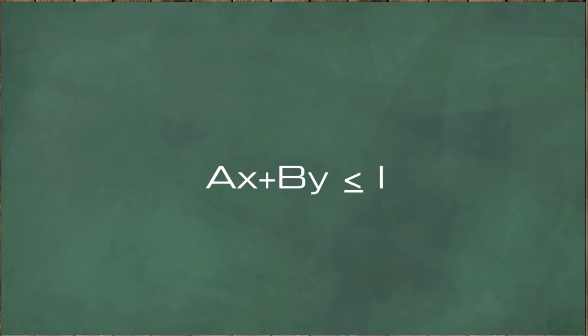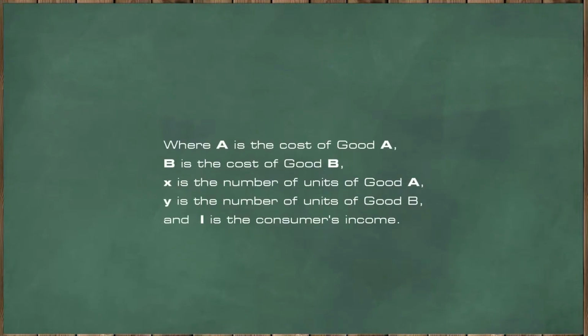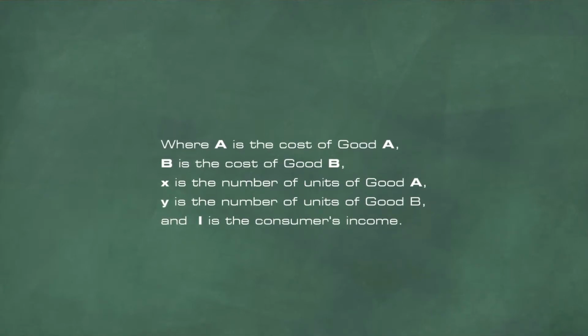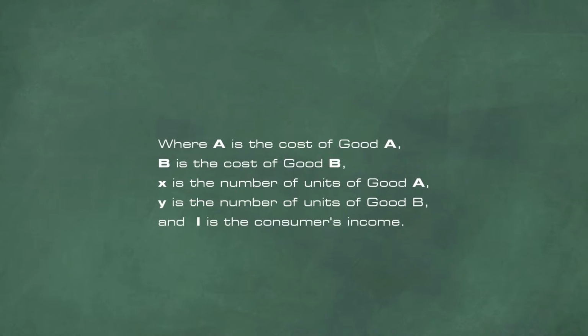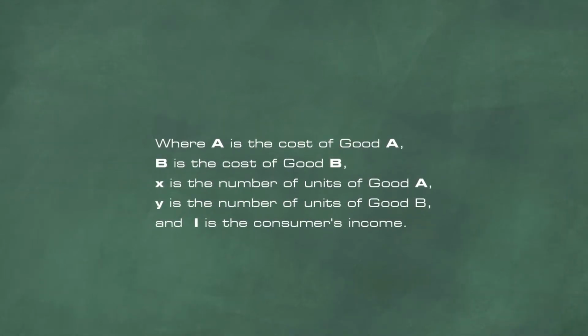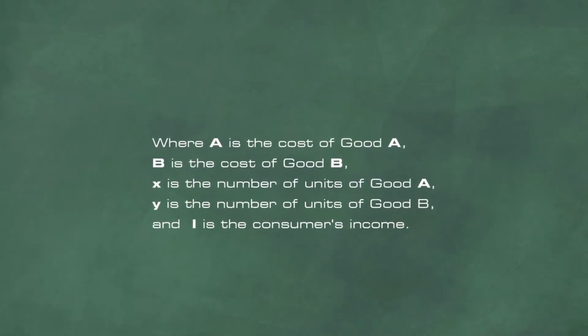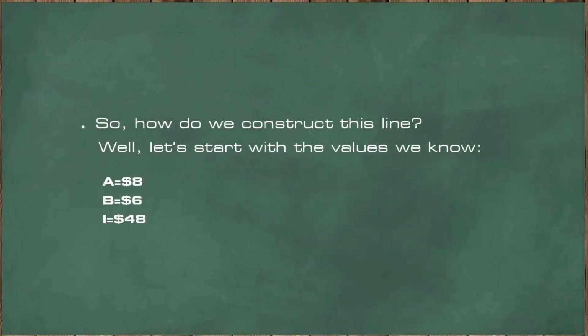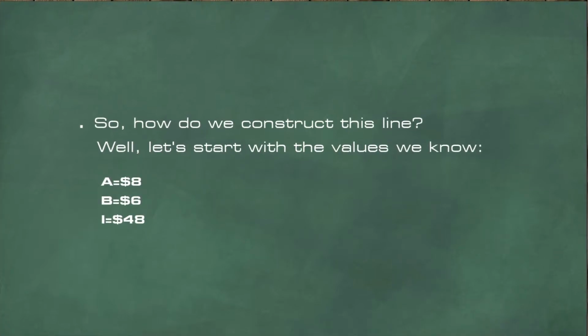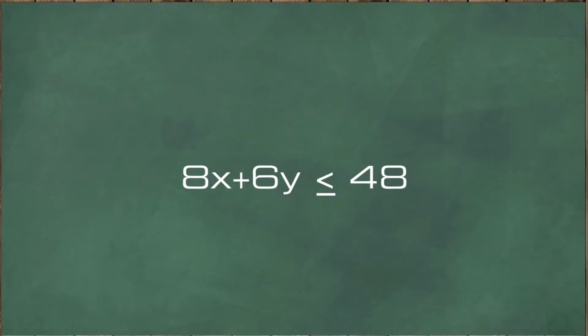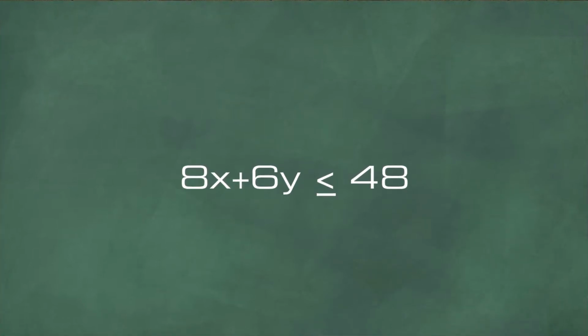More mathematically, you see it expressed. Where P_A is the cost of good A, P_B is the cost of good B, x is the number of units of good A, y is the number of units of good B, and I is the consumer's income. In other words, the consumer is not allowed to overspend. So, how do we construct this line? Well, let's start with the values we know. So, our equation has become 8x + 6y ≤ 48.